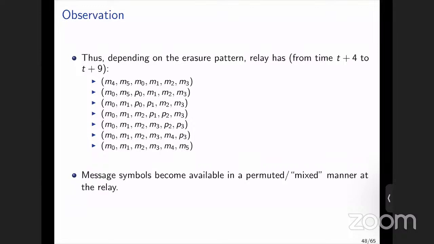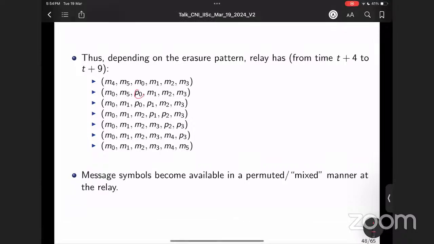So there will be some permutations or mixing happening. For example, here there's a mixing. If you look here, in this case M4 is missing. Instead of that, there's a P0 coming here, which is in fact a function of M4 and some symbol. So it involves M4, but M4 is not present purely. We are only getting a mix of symbols.